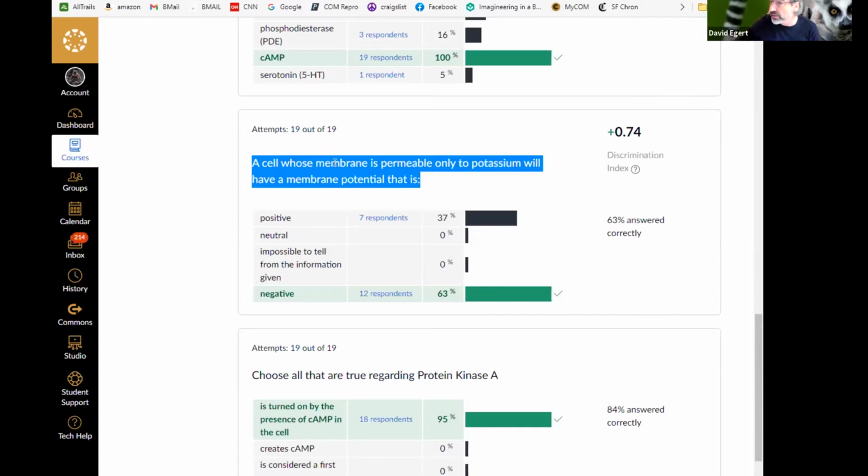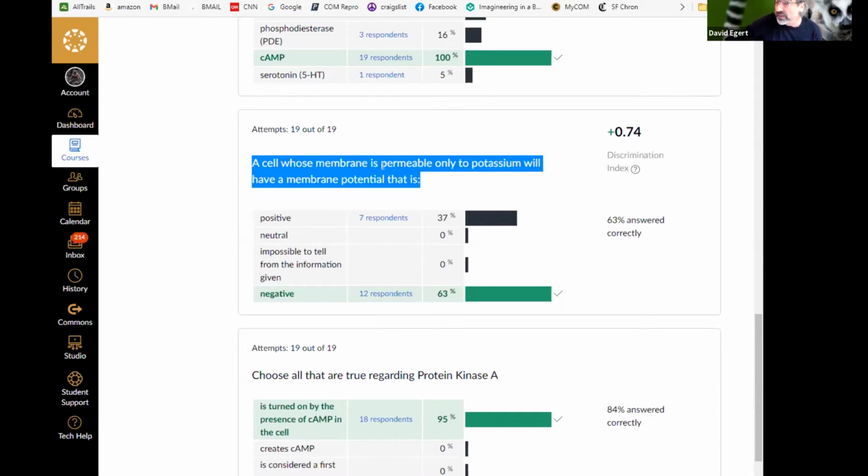All right. Let's see. A cell whose membrane is permeable only to potassium. All right, so this one here, we're going to be spending the rest of today talking about membrane potentials. Today is all about graded potentials and action potentials and how synapses can create potentials and things like that. So you really want to be clear about what happens if you open up potassium channels in a cell.